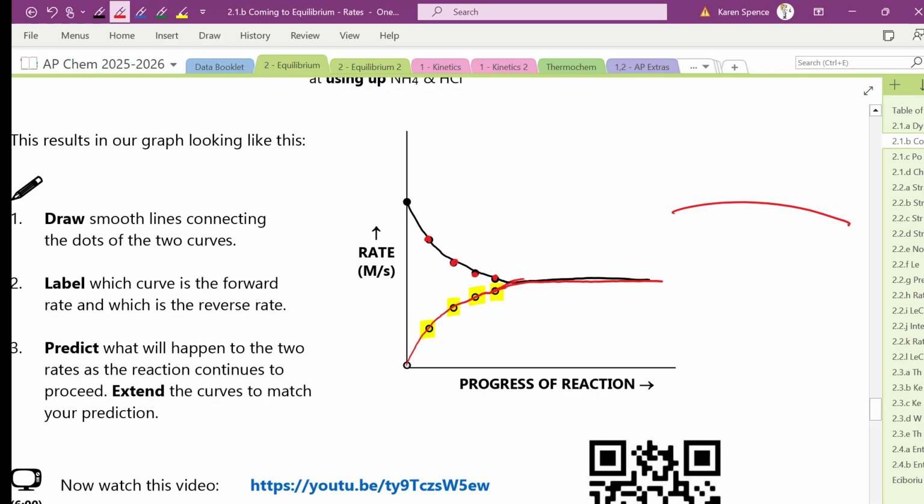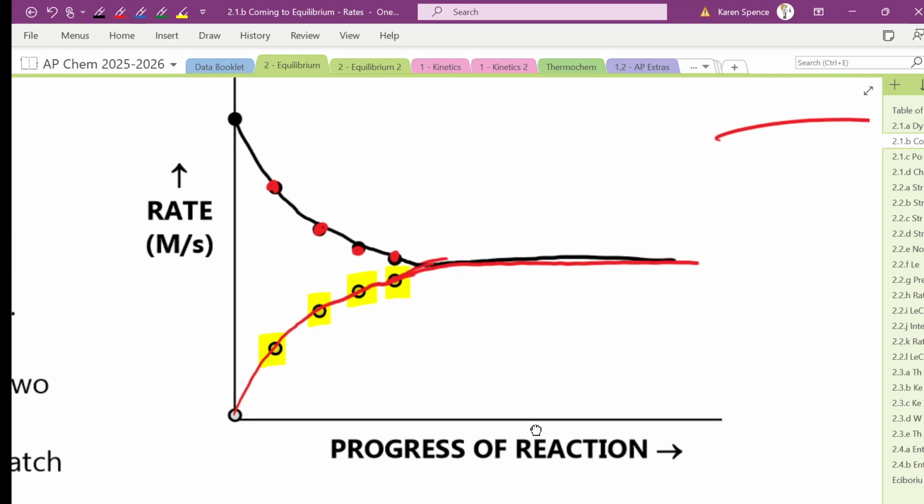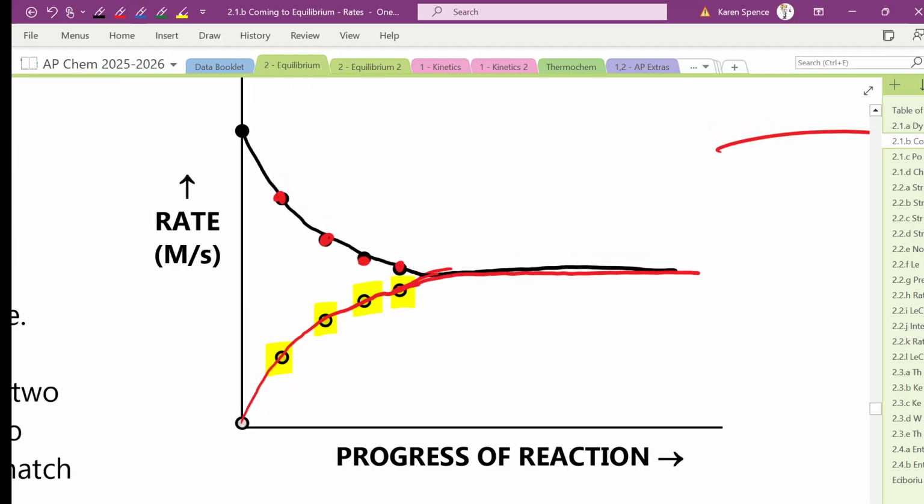So, at what point have we come to equilibrium? Where the two meet. We have reached equilibrium. The two rates are equal. This is our forward rate. This is our reverse rate.